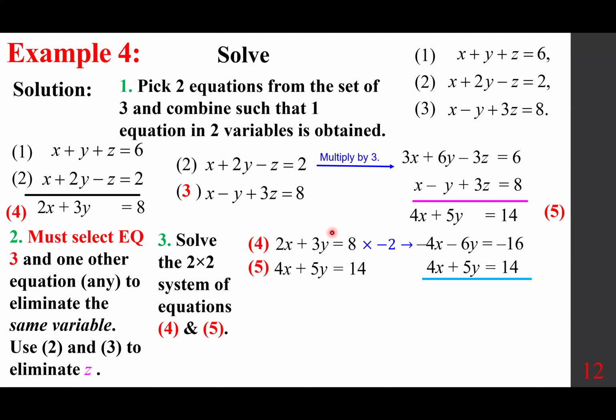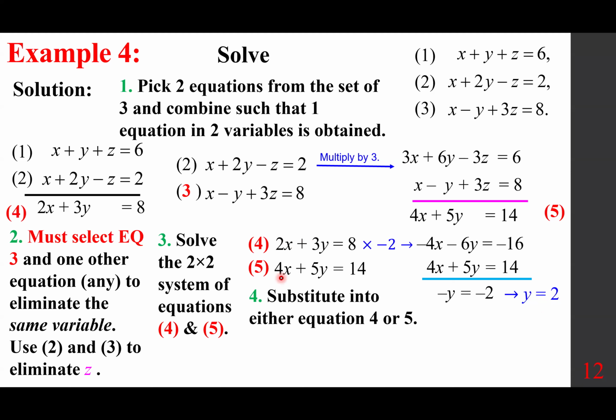And so what happens? You add up these two, they cancel each other. You add up these two, you get negative y. And you add up these two, you get negative 2. If negative y is negative 2, then y must be positive 2. So we got one of the variables, and equations 4 and 5 have only two variables. We're going to put it into the 4 or 5 equations, makes no difference.